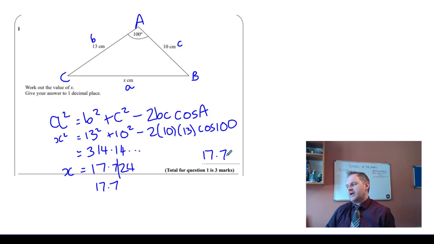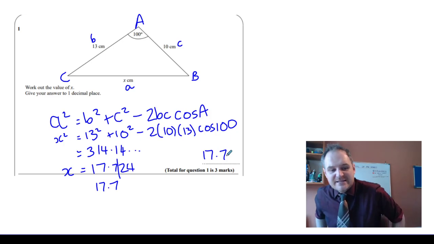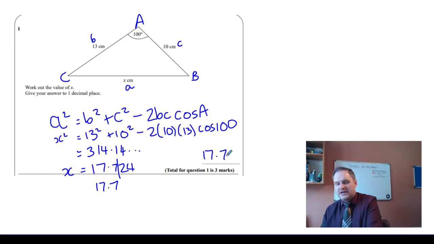Okay, just seeing if there's any questions. Okay, any questions? 17.7 is exactly what I've got there. Yeah, I'm hoping that this is making sense to you. I know some people have already covered it. I'm trying to make sure it makes sense to people and where it came from, that cosine rule.